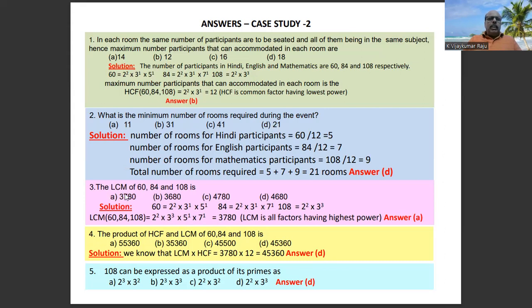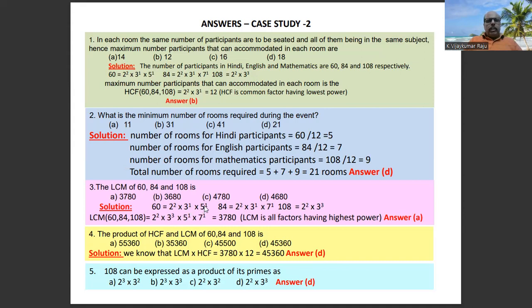Now he is telling you to find the LCM of these three numbers. LCM means you have to write the factors. When you say LCM, you have to take all the factors into consideration. If 2 is a common factor, write down 2 and take the highest power. The highest power is 2 squared. Then 3 is a common factor: 3 raised to 1, 3 raised to 1, 3 raised to 3. 3 raised to 3 is the highest power, so take 3 raised to 3.